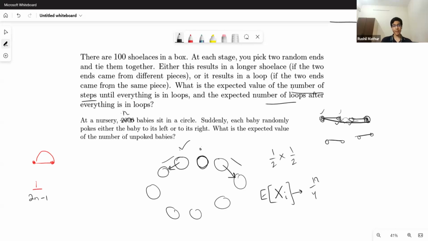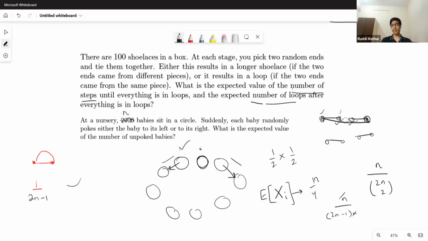If you want to do it more thoroughly, what you could say is there are 2n choose 2 possibilities, and you're looking for one of n things. So this comes out to be n by 2n minus 1 into n. So this cancels. And this is the probability that you ended up choosing the same thing.